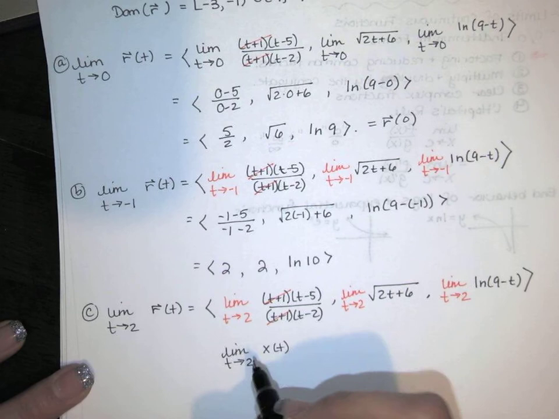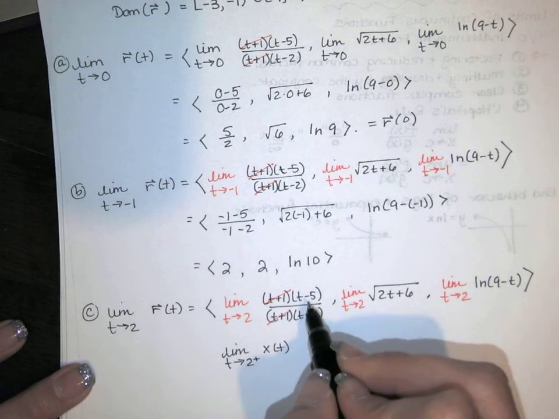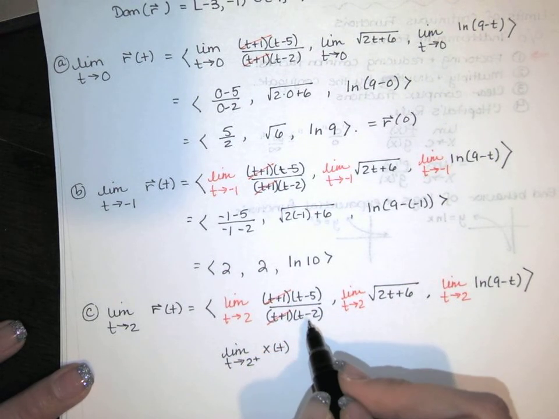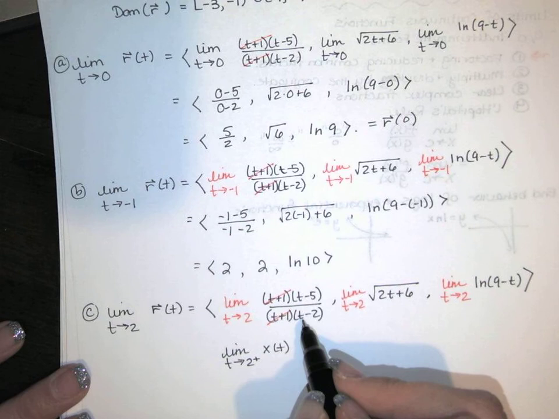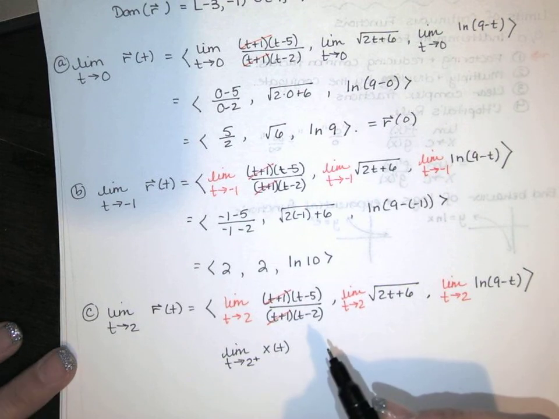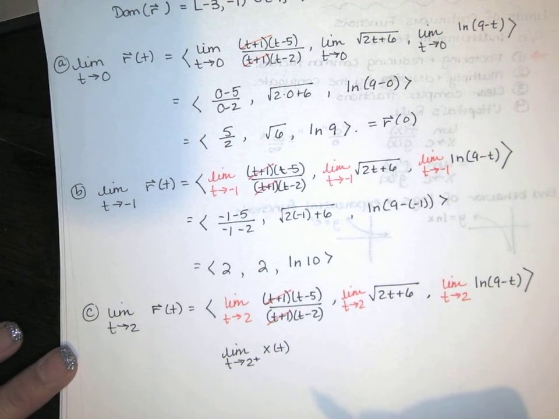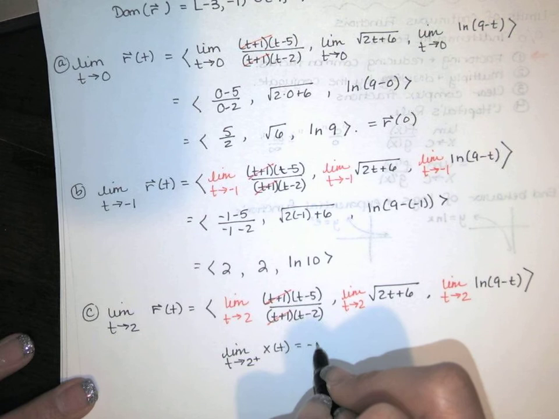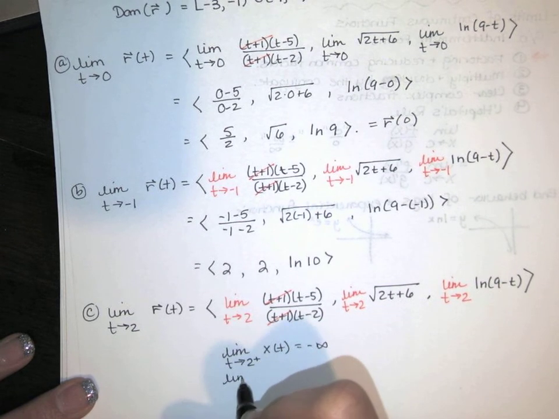So to the right of 2, we've got a negative 3 in the numerator, and let's say 2.1 minus 2 is going to be positive. So we have a negative divided by a tiny positive number. It's going to be negative infinity on the right.